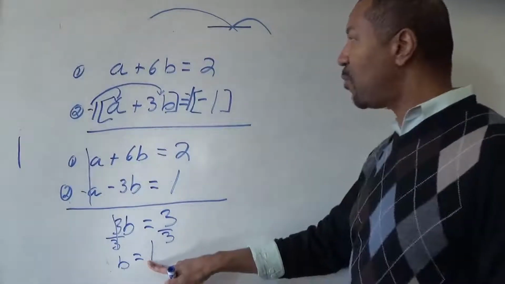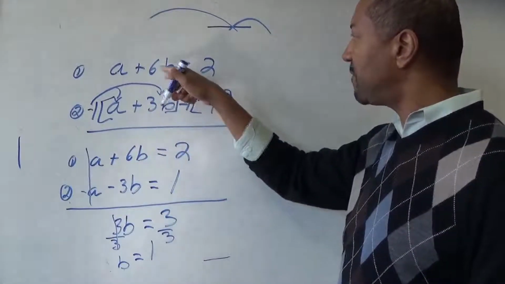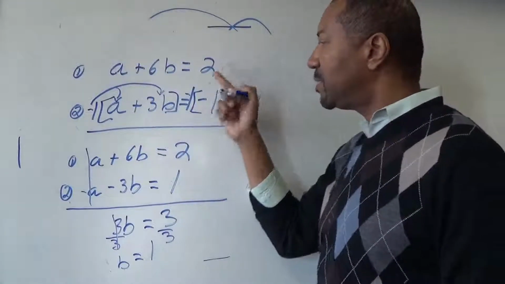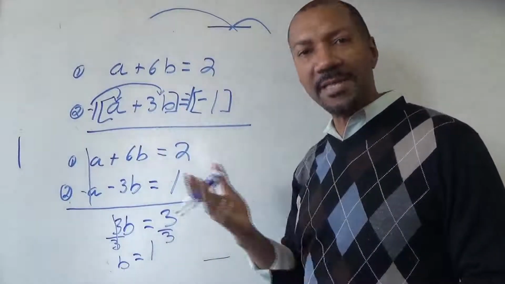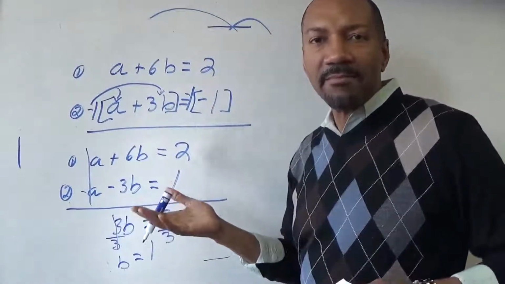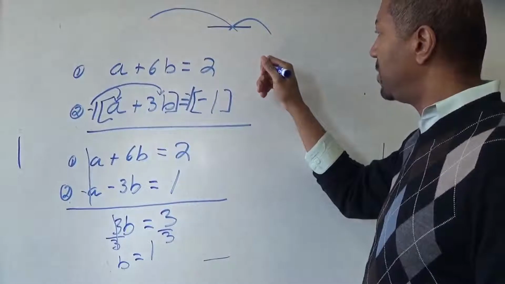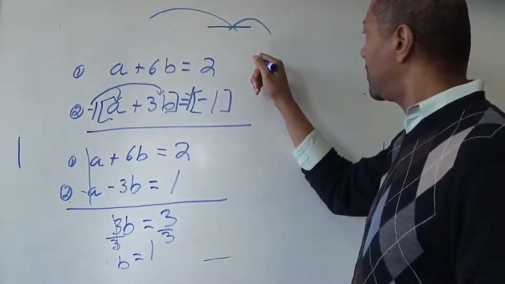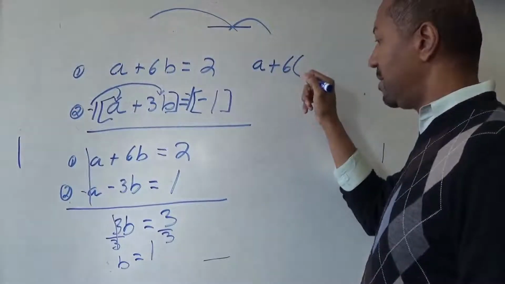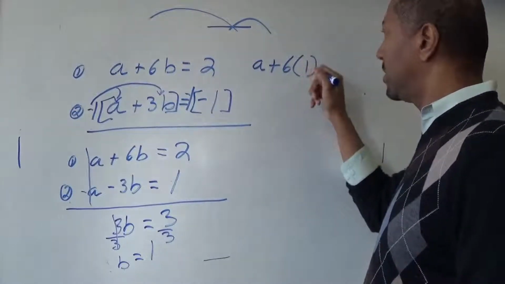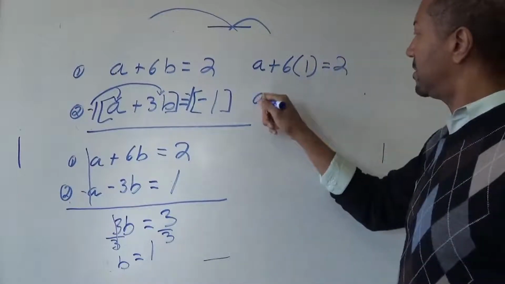So b is equal to 1. Let's plug into the first equation. Sure, we could have plugged into the second equation as it originally was, but because it didn't matter, let's just plug into equation 1. So that means a plus 6 times b, we said b is 1, that's equal to 2. All right, let's solve here.